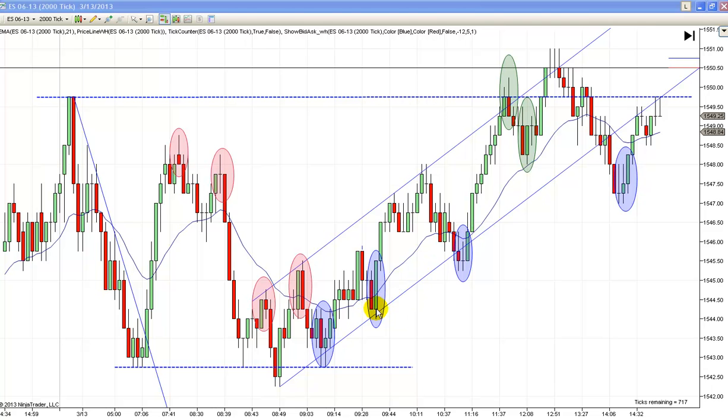Stop goes one tick above it. Your signal bar on this one turns out to be this bar, but you can enter early on this bar, but your stop still goes below this bar right here. That's your signal bar. Your stop goes below this signal bar. You go long right there.